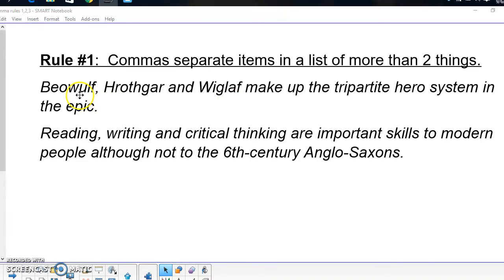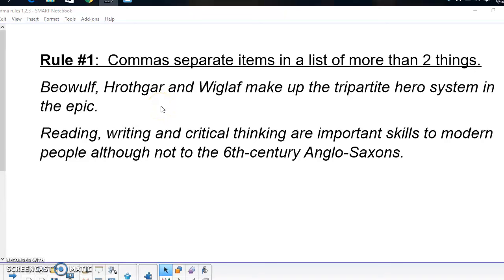So here in this first example, Beowulf is our first noun, Hrothgar is our second, Wiglaf is our third noun, and all three of them make up the plural subject of the sentence. Since I want to separate the items in the list, I want to be sure my reader knows they are different nouns. The first two are separated by the comma, and the third one doesn't have to be separated by a comma because the and is in there to tell the reader that the third thing is coming up.